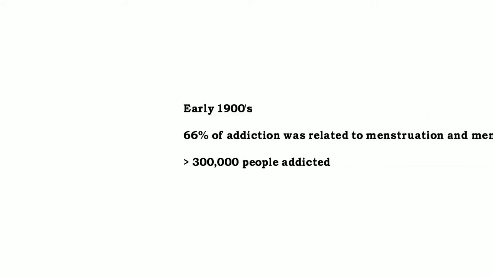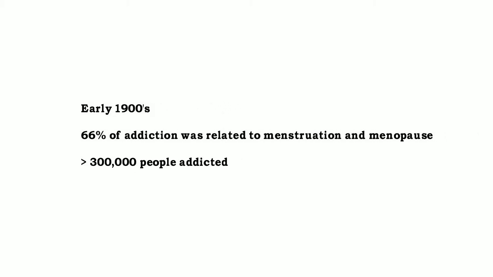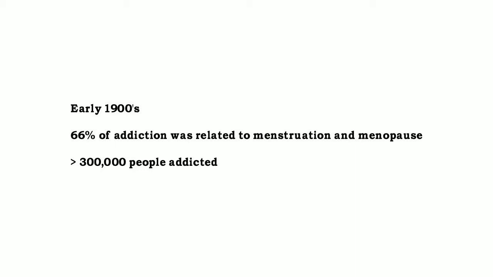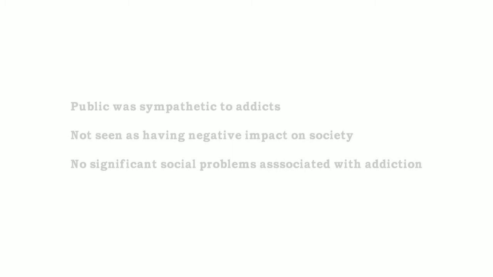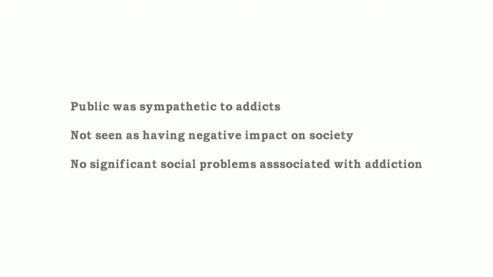As these veterans died off, the majority of the addicts became middle and upper class women who were treated for menstrual discomfort and menopausal symptoms. By the early 1900s, over 300,000 people were addicted. These groups were treated sympathetically by the public, and addiction was just considered an unfortunate medical condition, largely because these groups did not present major social problems. We didn't see bands of roving housewives robbing trains to supply their habits, so it just really wasn't seen as a problem.